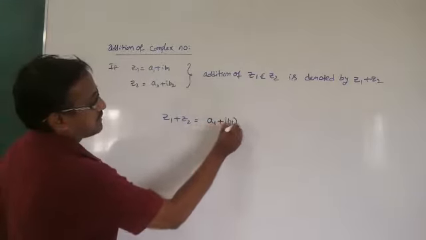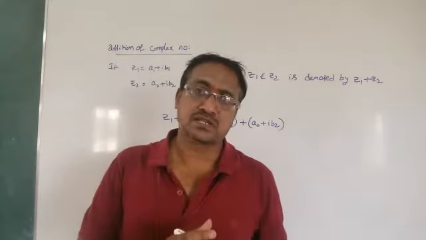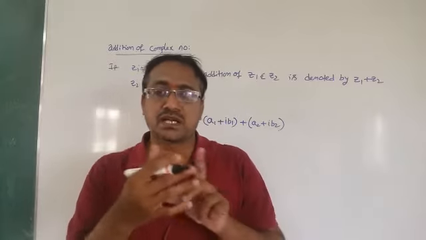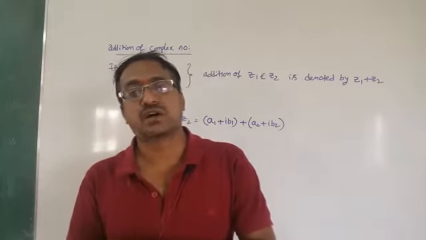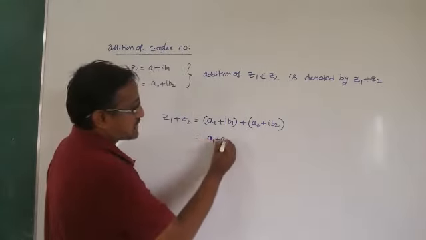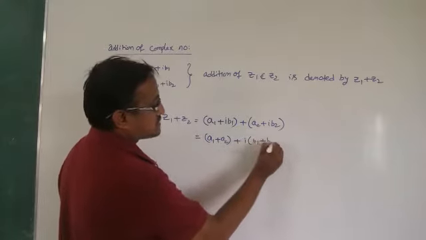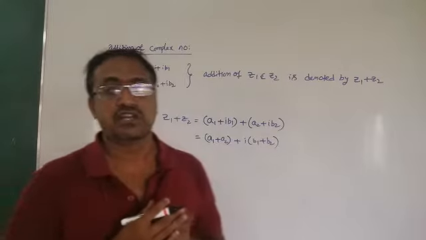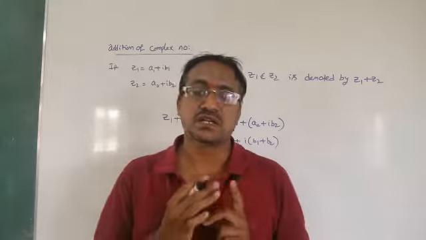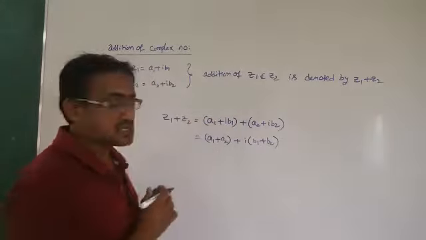Listen carefully. If you want to add two complex numbers, you need to add the real parts and imaginary parts separately. So you need to write like this: a1 plus a2 plus i into b1 plus b2. This is how you need to find the addition of two complex numbers z1 and z2. So you need to add the real parts and imaginary parts separately.